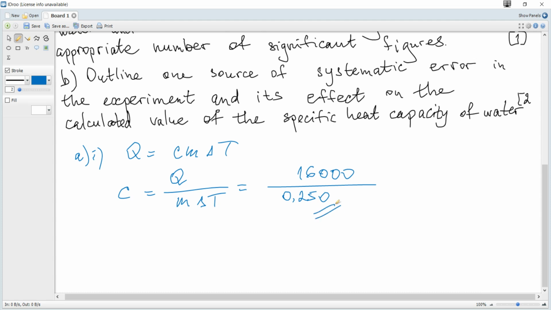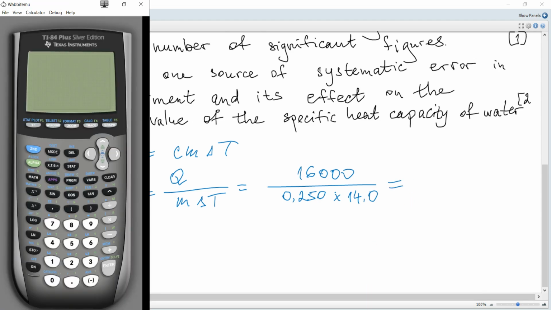And notice that it's not crucial to write the 0 at the end. You should just take into account that it is given to 3 significant figures, and the change in temperature is 14.0. And we need to just calculate it, and it is equal to this value. I will round to 3 significant figures due to general rules of rounding.